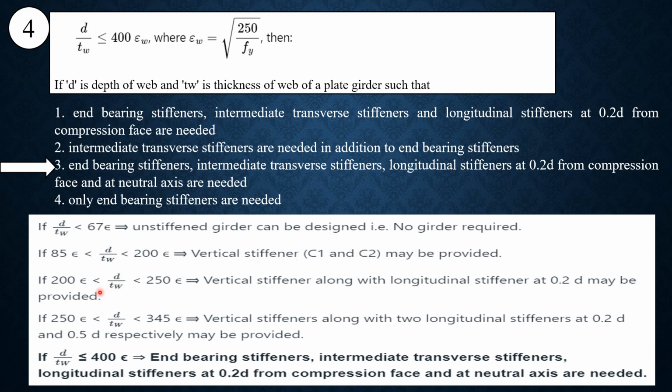If d by tw is greater than 200 epsilon but less than 250 epsilon, then vertical stiffeners along with the longitudinal stiffener at point 2d may be provided. If that d by tw ratio is greater than 250 epsilon and less than 455 epsilon, then vertical stiffeners along with the two longitudinal stiffeners at point 2d and point 5d respectively may be provided. So for this question, option number third is correct if the ratio of d by tw is less than or equal to 400 epsilon w.